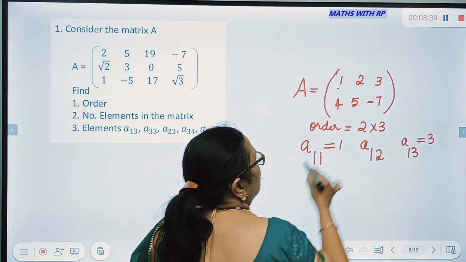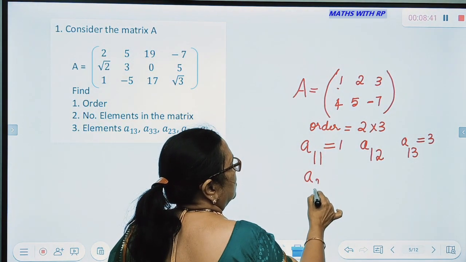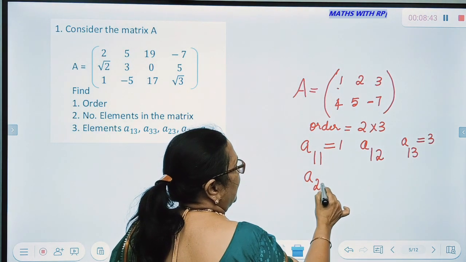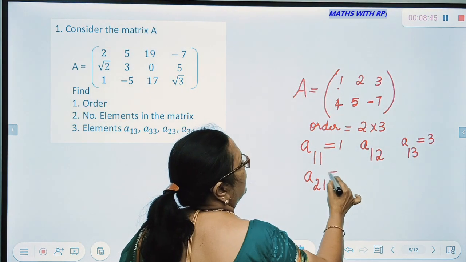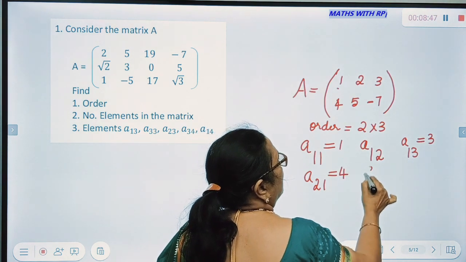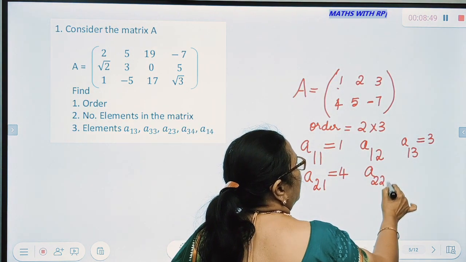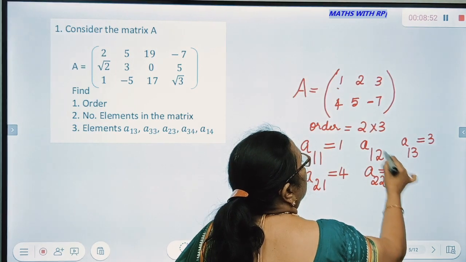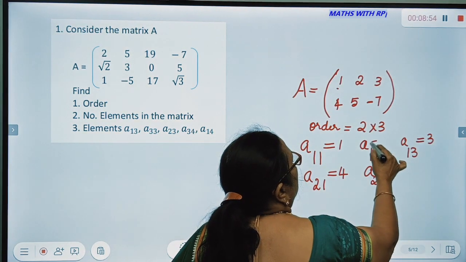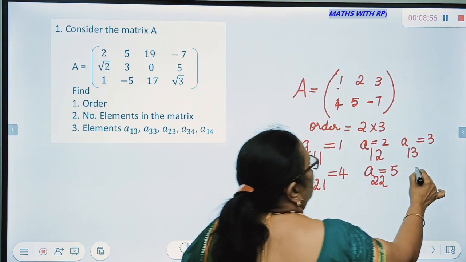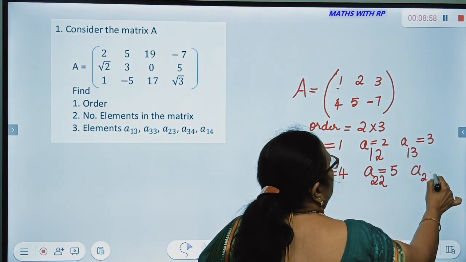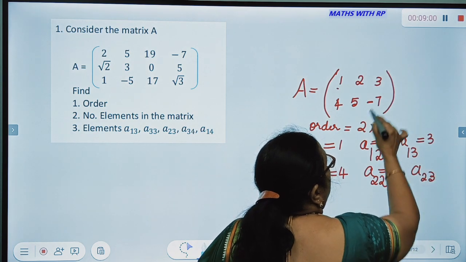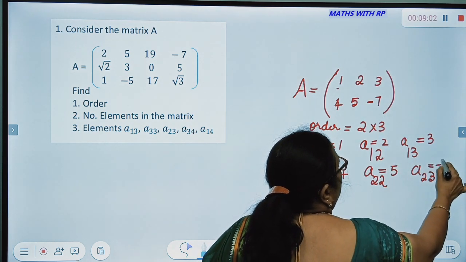Now if you look at the second row, second row, first element is 4. Second row, second element is 5. Here what is A22? Second row, third element, third column is -7.